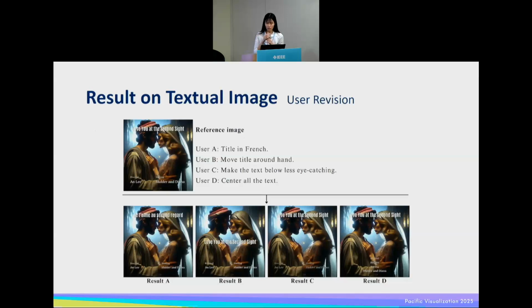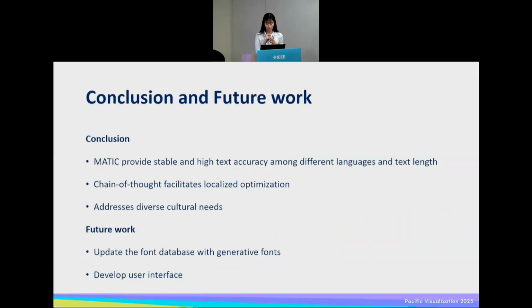So our conclusion and future work: our Matic can provide very stable and high text accuracy among different languages and text lengths. And because of the chain of thought concept, each module can be optimized locally, so it can address diverse cultural needs. In future work, we may update the font database with more generative fonts or develop our user interface. That's all. Thank you.